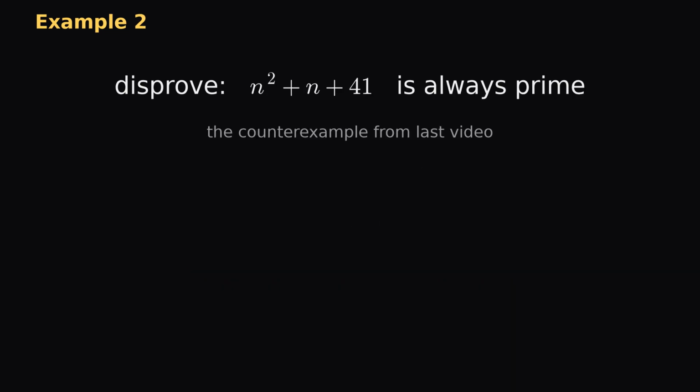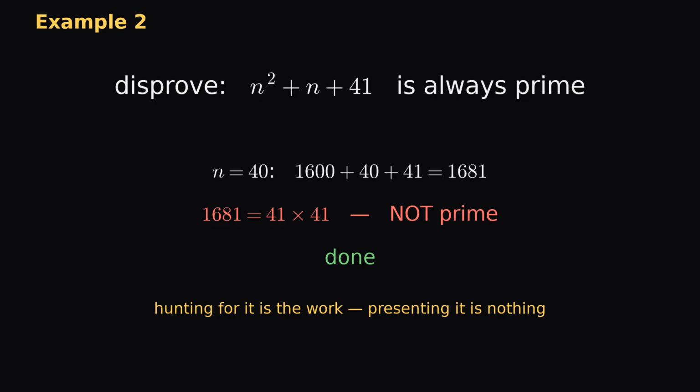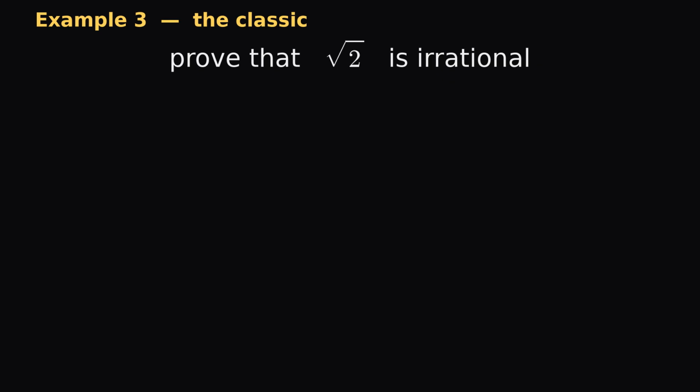Example 2. The counterexample from last video. Disprove: n squared plus n plus 41 is prime for every positive integer n. n equals 40 gives 1,681, which is 41 squared. Not prime. Done. Notice that finding it was hard, and writing it up was one line. That is normal. Hunting for a counterexample is the work. Presenting it is nothing.